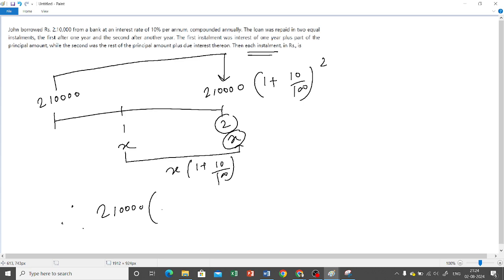Sir, I thought that the first installment is the interest of the first year, so I was calculating the interest. That is a misguidance. That information is actually misguidance. When I read this sum, I didn't read the middle line actually. The loan was repaid in 2 equal installments, the first one after 1 year and the second one another year. The first installment was interest of 1 year plus part of the principal amount, while the second was the rest. That is what actually happens.